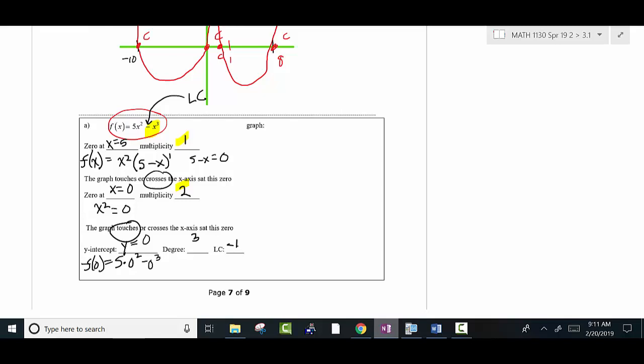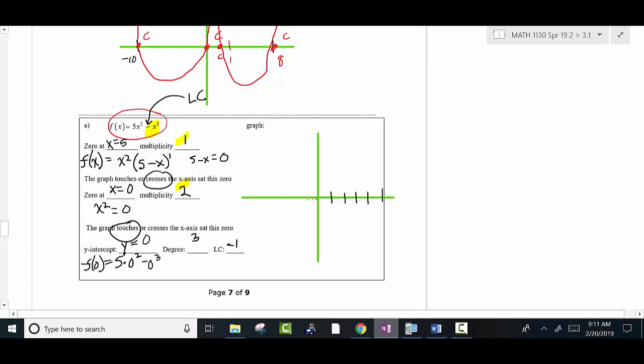Okay, so I've got everything on the problem now. So now we're ready to put together a graph. Once you get all that stuff put together, then it's just a matter of sketching your graph. All right, so let's see what we got here. We have a 0 at 5, and then we have one at 0.